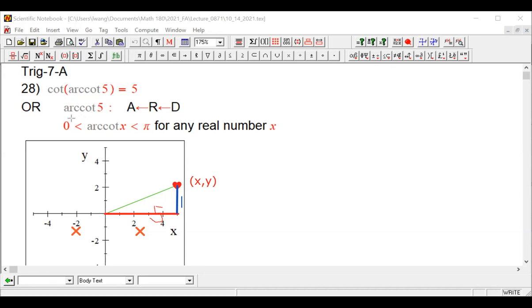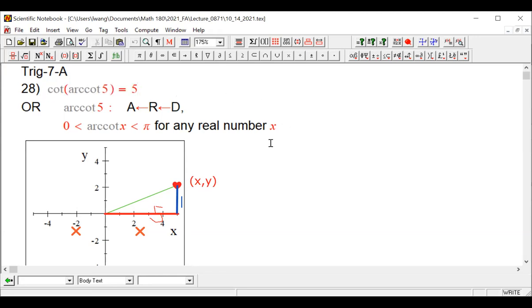You can get sine, cosine and everything, right? So you're going to take the cotangent of this angle. How do you find the cotangent of this angle? You take the adjacent side divided by the opposite, 5 divided by 1. So what answer do you get? 5 over 1 is 5. Therefore, you draw the same conclusion.